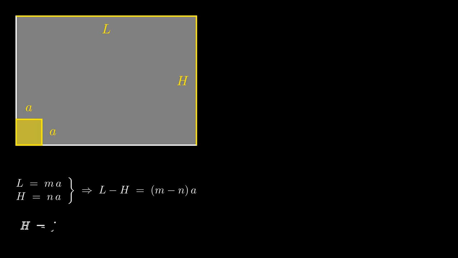Indeed, if A is a common measure of H and of L minus H, then it is also a common measure of L. We thus reduce the problem to finding the common measure of a pair of lengths that are smaller than the original pair. Let us apply this procedure in practice to find the common measure of the sides of the rectangle.